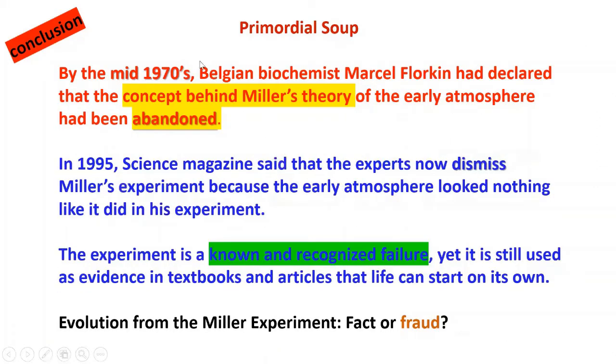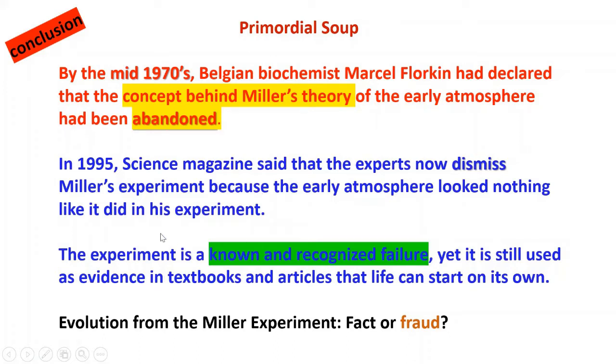Totally impossible. So by the mid-1970s, Belgian biochemist Marcel Florkin had declared that the concept behind Miller's theory of the early atmosphere had been abandoned. So about 20 years later, they gave up, because all these problems made it impossible for life to come out of what they call the primordial soup. So in 1995, Science magazine, another 20 years later, said that the experts now dismiss Miller's experiment because the early atmosphere looked nothing like it did in his experiment.